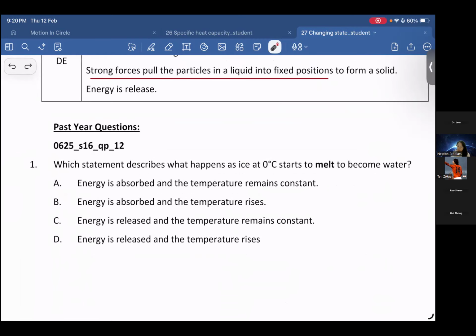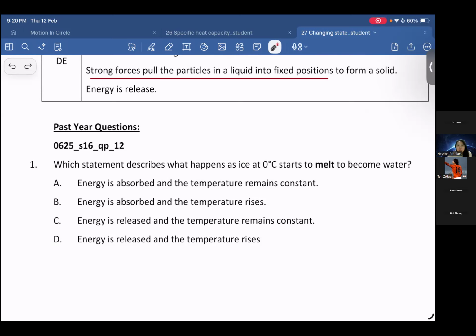2016 past year question. Which statement describes what happened as ice at 0 degrees Celsius starts to melt to become water? Angeline, yes. How about others? Daniel, can you try to tell me your answer? What do you think for this question? Ice, a solid, starts to melt to become water, to become liquid. So which statement is correct?